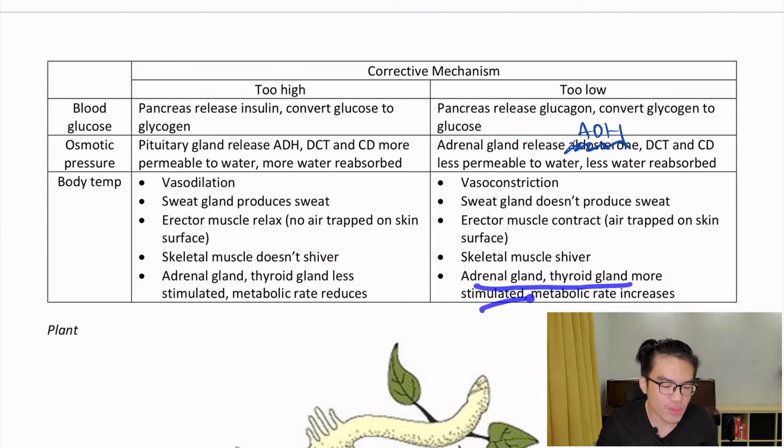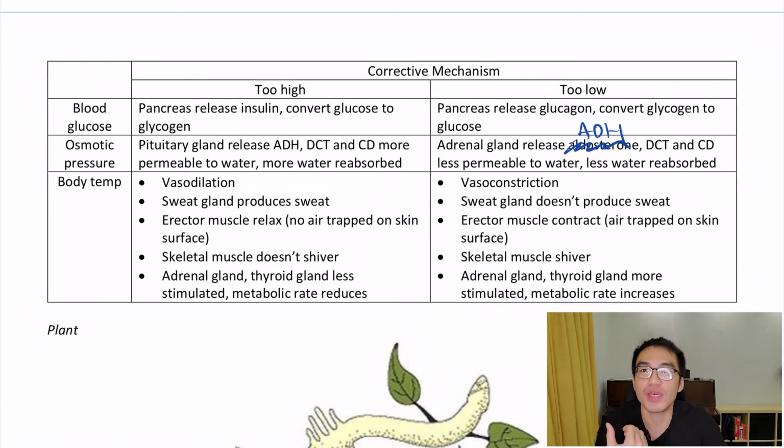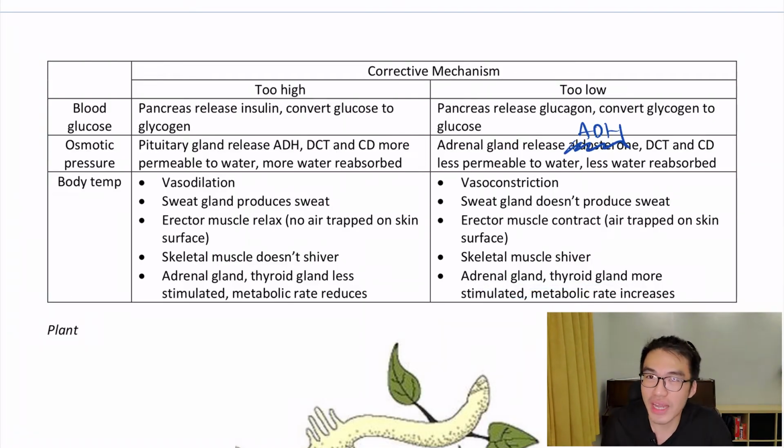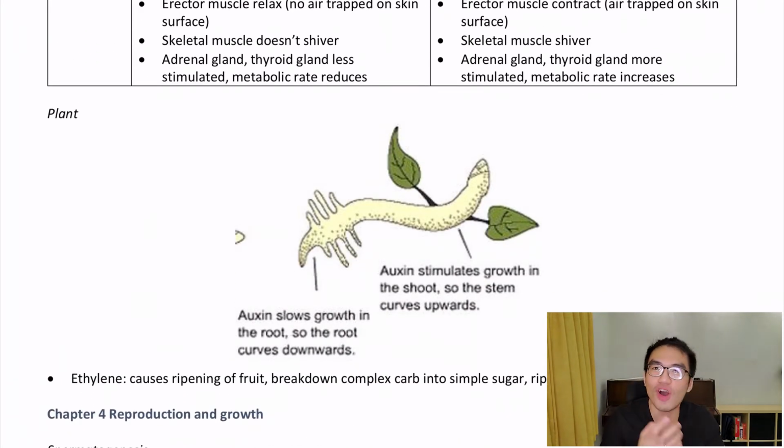Adrenal gland, thyroid gland, they are more stimulated, your metabolic rate will increase. This is why you feel hungrier faster in colder climates. Makes a lot of sense, right? Moving on, your plants, you have your auxin here.